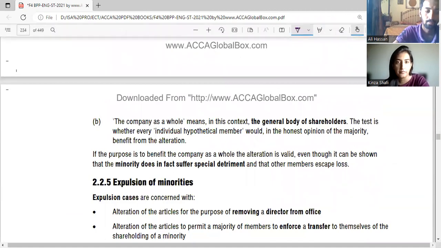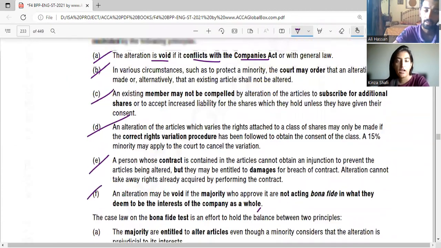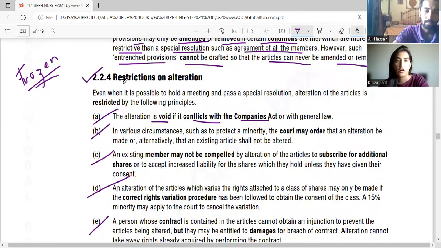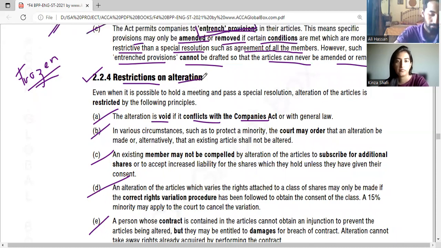All right. क्या बात समझ आ रही है? What are you understanding? Restrictions on alterations. There are some restrictions on alterations. Is restriction number 1?